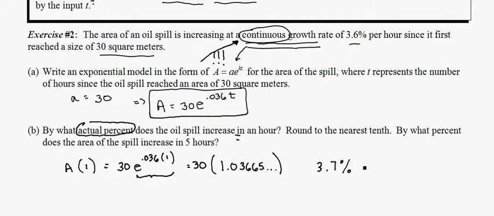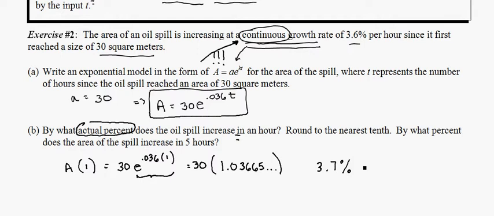Very strange. We'll talk about this more tomorrow, in the next lesson, when we talk about nominal growth rates versus effective growth rates. Nominally, in name only, we're growing at 3.6% per hour, but effectively, we're actually growing at 3.7%.